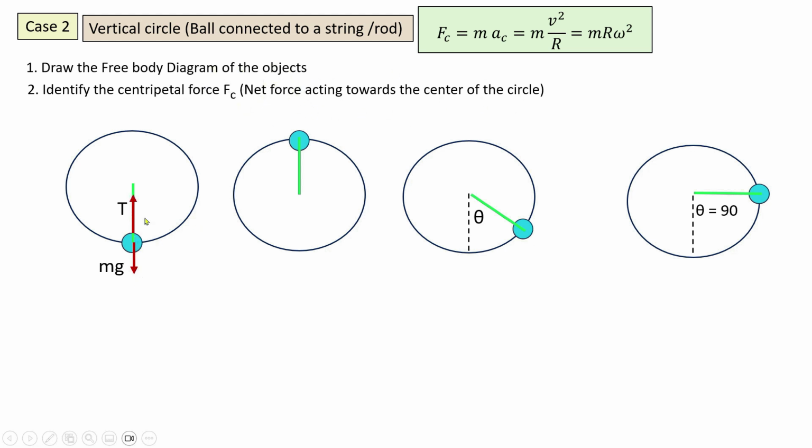The catch here is we need to find the net force acting towards the center. Now, since T and mg are opposite, we will subtract them. So the net force will be T minus mg, which is the centripetal force. And then we can apply the equation: T minus mg equals mv squared by r.